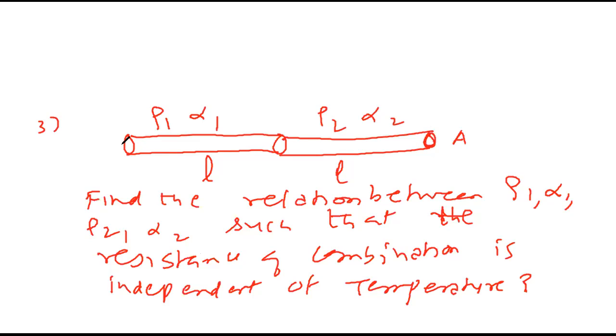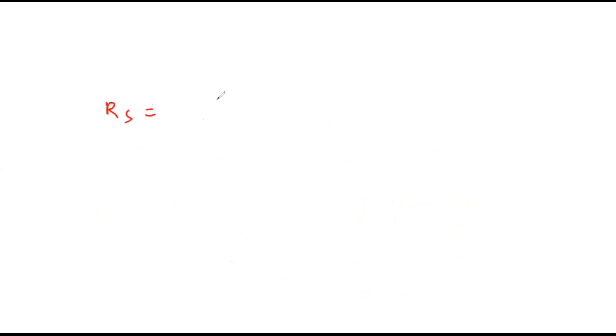Resistance of combination is series or parallel? Series, sir. Yes, correct. Resistance of combination is nothing but series resistance. So they are telling series resistance is independent of temperature. What is formula for series resistance? R1 plus R2. So as per them, this resistance at any temperature is independent. So when temperature changes, this R1 plus R2 will not change, na? As per them.